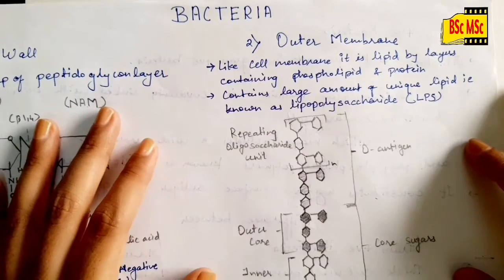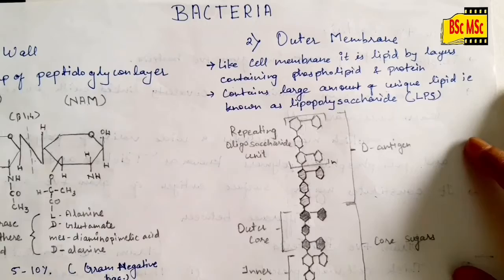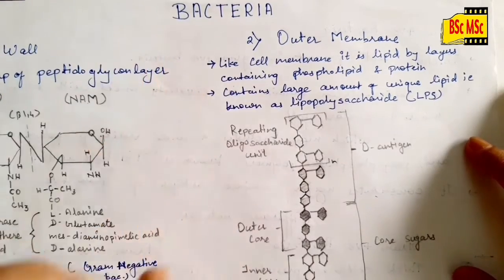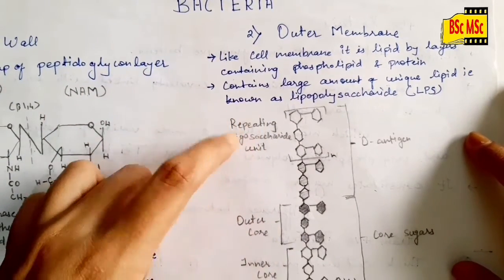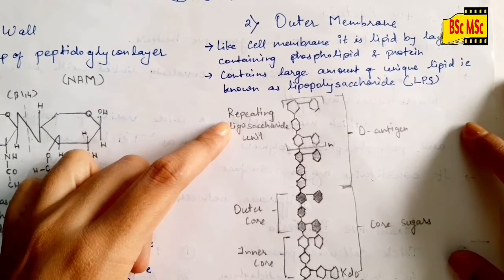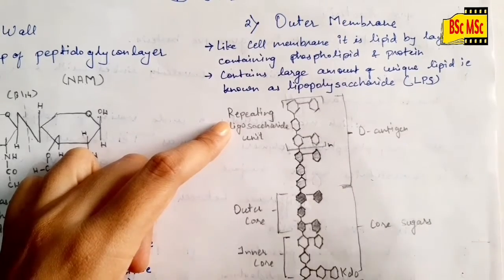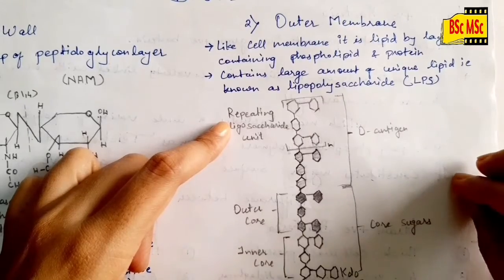Now outer membrane. Outer membrane is like the cell membrane. It is a lipid bilayer containing phospholipids and protein. This is the basic structure of lipopolysaccharide. It contains a large amount of unique lipid. That is why it is known as lipopolysaccharide.